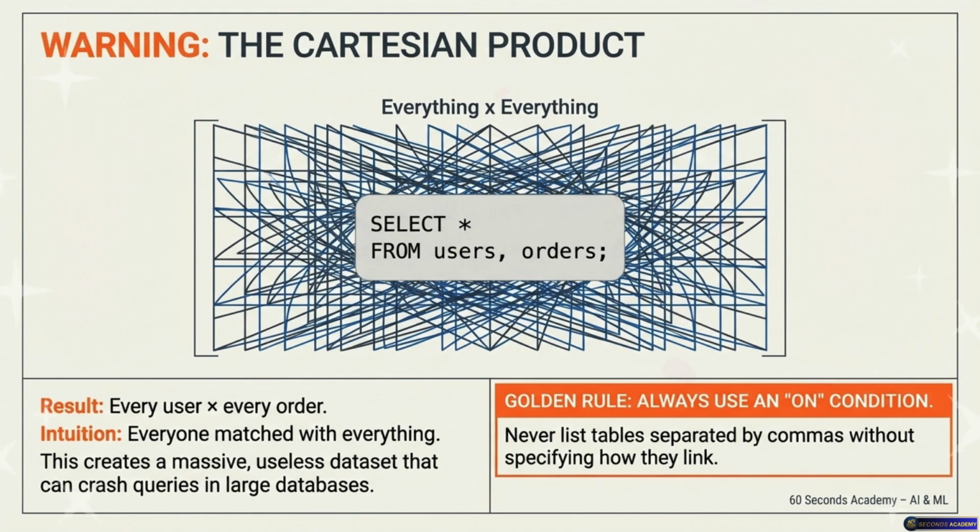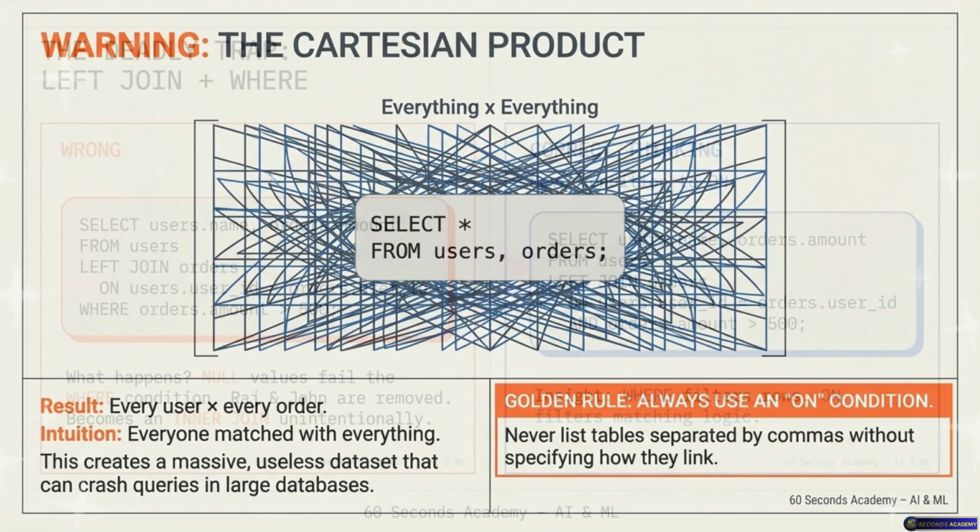Interviewers look for this. They want to see that you instinctively tie your join to an ON condition before you even start thinking about the SELECT statement. Exactly. It should be muscle memory. Okay, so omitting the ON clause is a fatal error.